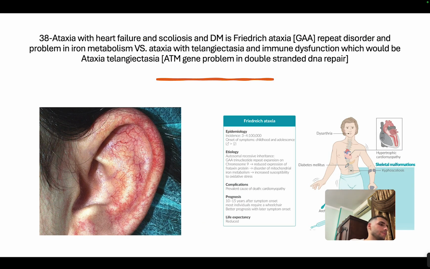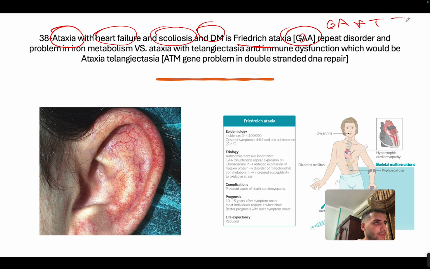Okay? Okay. The next concept is ataxia. When you see a person have ataxia plus heart failure plus scoliosis plus diabetes mellitus, this is Friedreich ataxia, which is trinucleotide repeat disorder in GAA, okay? And just remember gait, okay? So GAA, gait ataxia, okay? There is problem in the gait, okay? Now, it's a problem in a Friedreich so it's a problem in FE, iron metabolism, in the frataxin gene, okay?